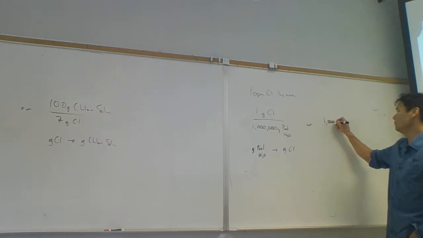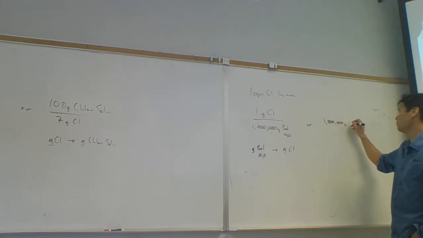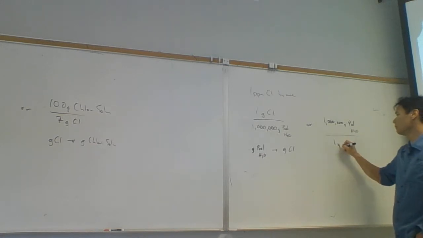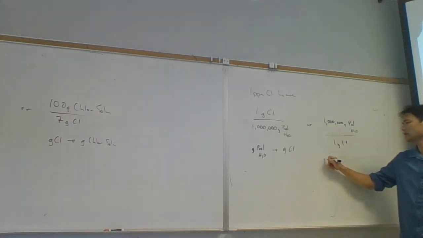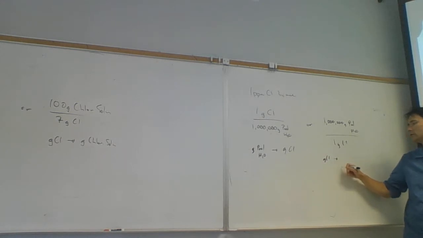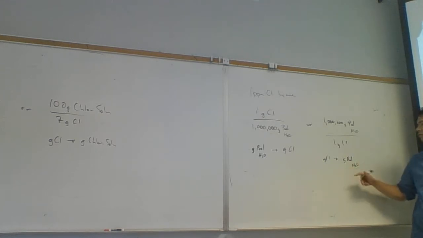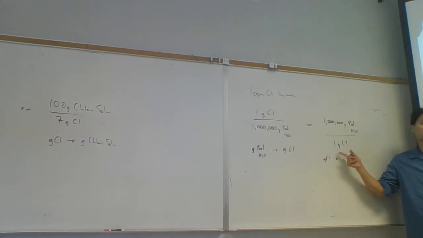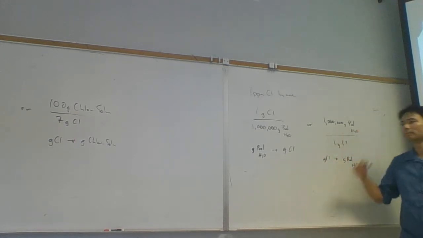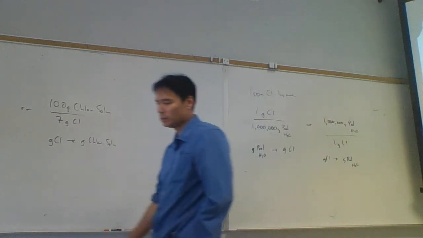Or 1 million grams of pool water per 1 gram of pure chlorine. And so this takes us from grams of pure chlorine to grams of pool water. So let's say I had 4 grams of pure chlorine. How much pool water could I treat with 4 grams of pure chlorine? 4 million. Yeah. Grams of pool water.